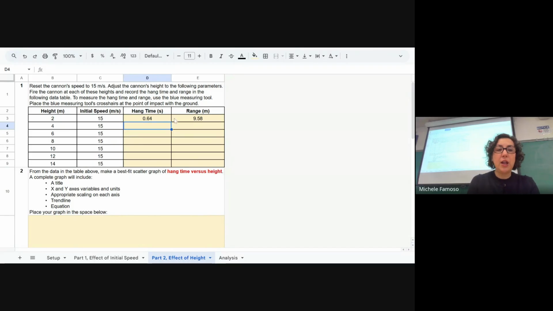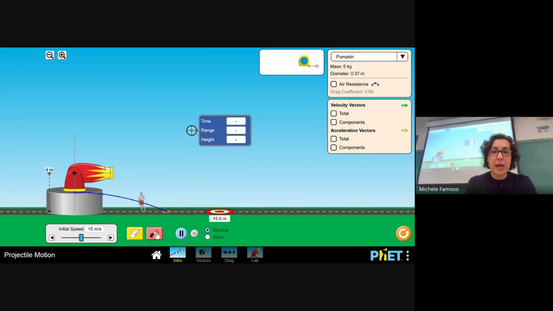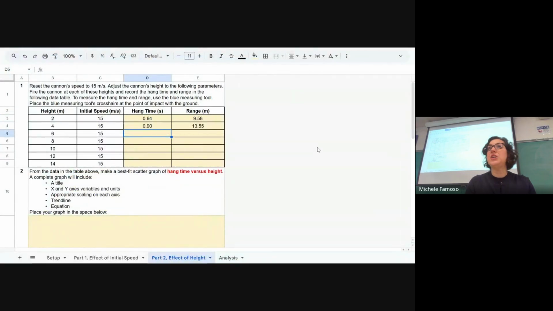Notice that in the next trial, I want you to change the height to 4 meters. So let's go ahead and do that. Here, you're going to raise the cannon up to 4 meters. Move your blue measuring tool out of the way and hit fire. You can now bring your blue measuring tool down and measure the time and the range. All right, let me give you now a couple minutes to finish this data table, okay? Go ahead and finish off this one. You're just changing the height by 2 meters each time.